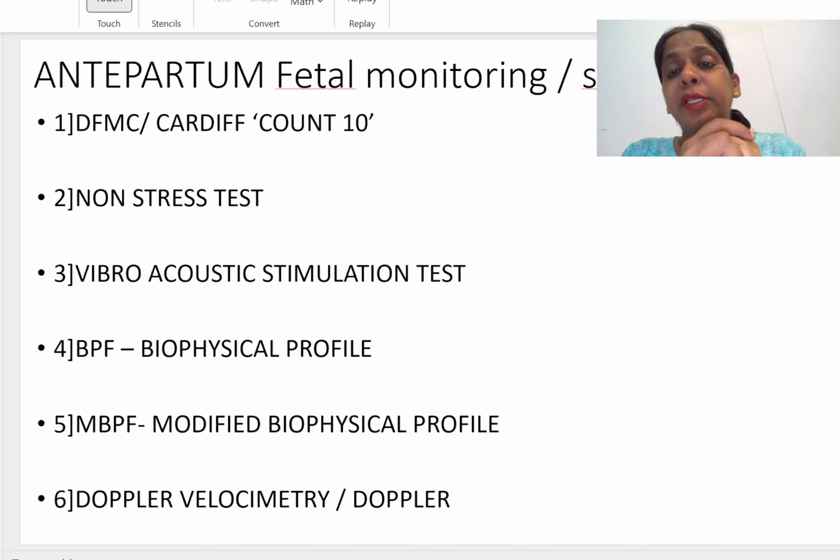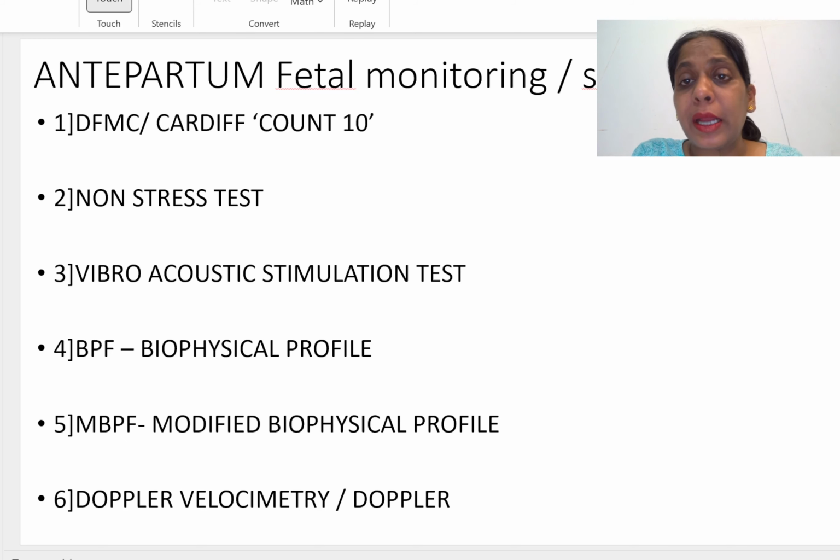And intranatal means when the woman is having contractions or is in labor, how we have to care for the fetus, whether the fetus is able to bear those contractions, or whether the contractions are creating any hypoxia to the fetus, all those things. So these are the two types of surveillance: antepartum surveillance and intrapartum surveillance.